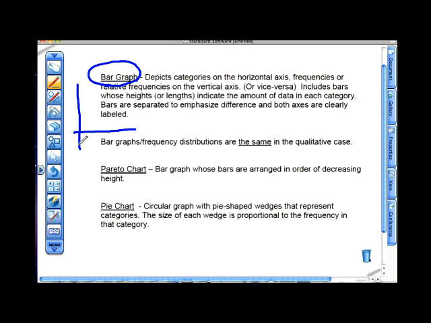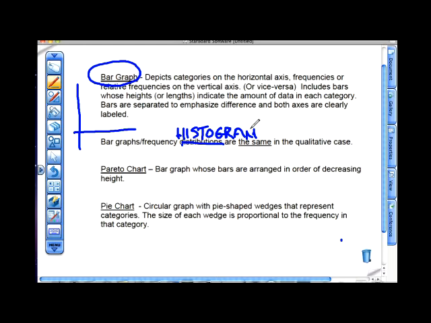We're going to talk about frequency, actually this should say frequency histograms, because the technical type of graph for a frequency distribution is called a frequency histogram. So in the qualitative case, a frequency histogram and a bar graph are really one and the same. A Pareto chart is where we arrange the bars in order of decreasing height.